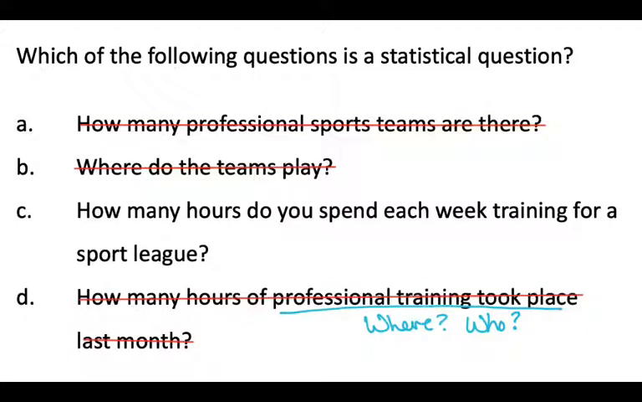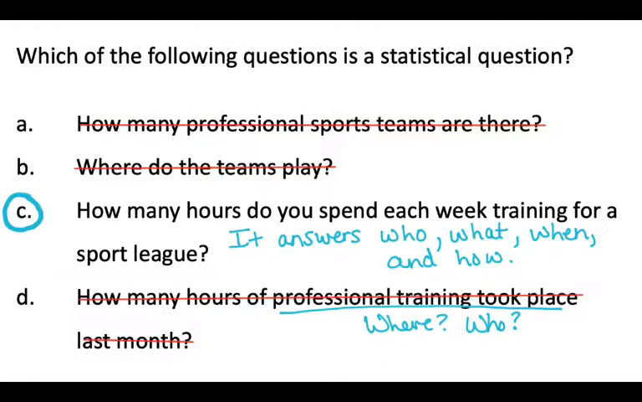So for C, it does answer a few things. It gives us the who, which is talking about you. So I put the word who above the word you. So specifically one person. And it talks about what, which is the training that you're doing for the sports league. It talks about when, each week, and how many hours. And it talks about how. And you're training for a sport league.